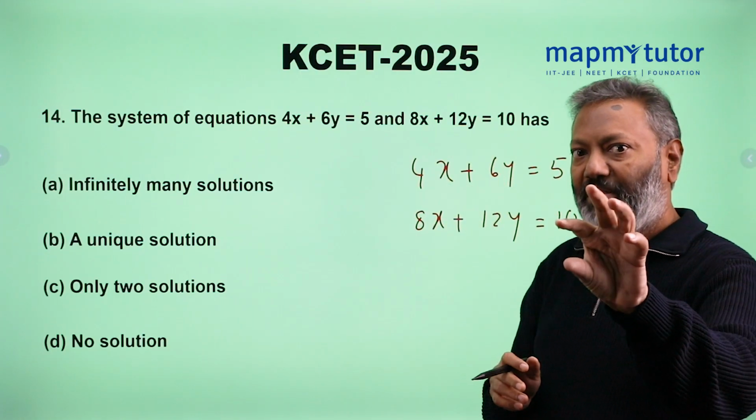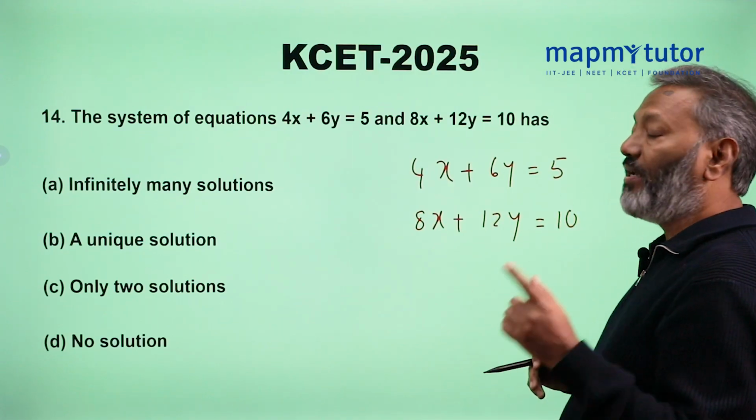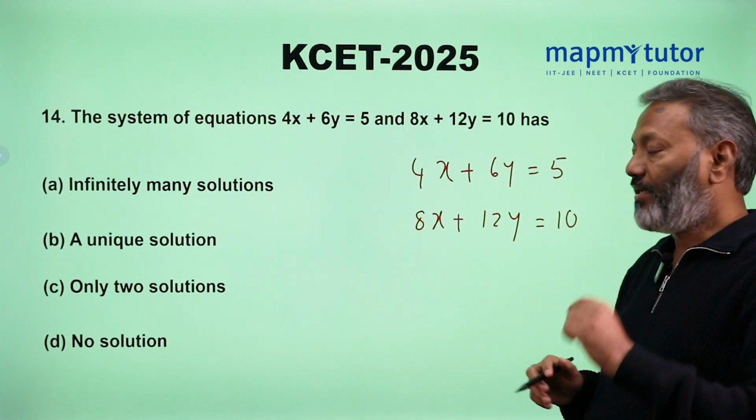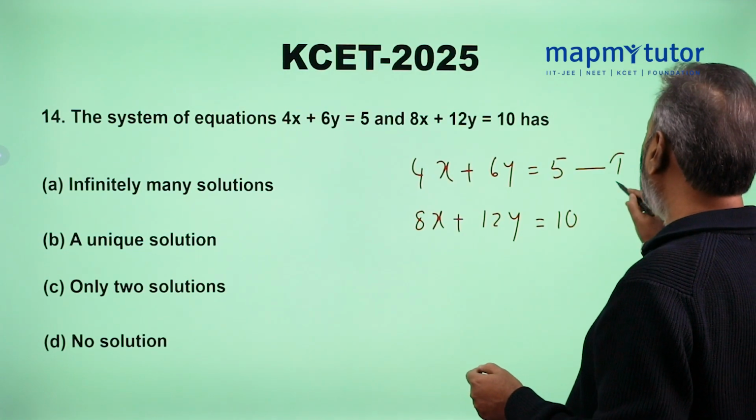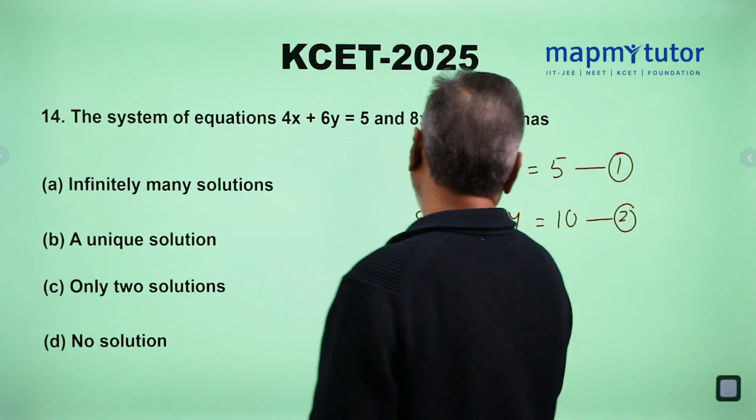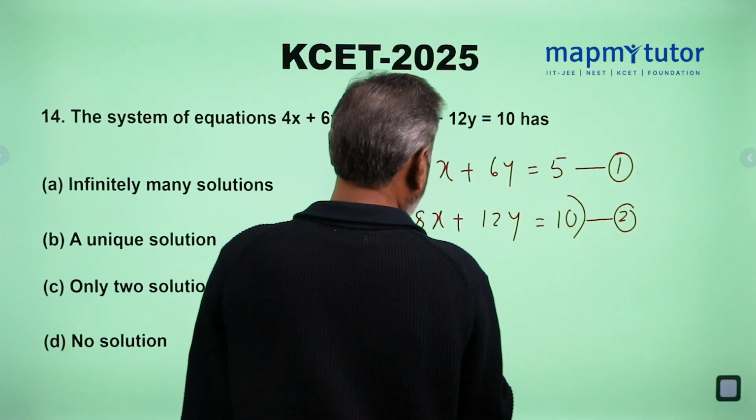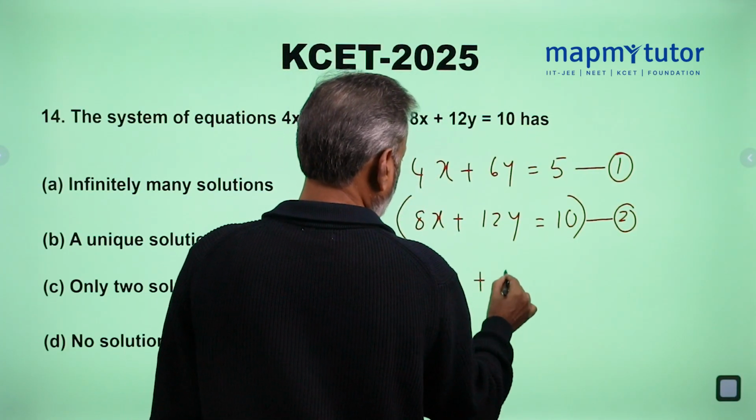Okay, I'll explain with the help of geometry. We know every linear equation in x and y represents a straight line. So the first one represents a straight line. Second one represents a straight line. But do you observe, if I divide the entire second equation by 2, what I'll get?